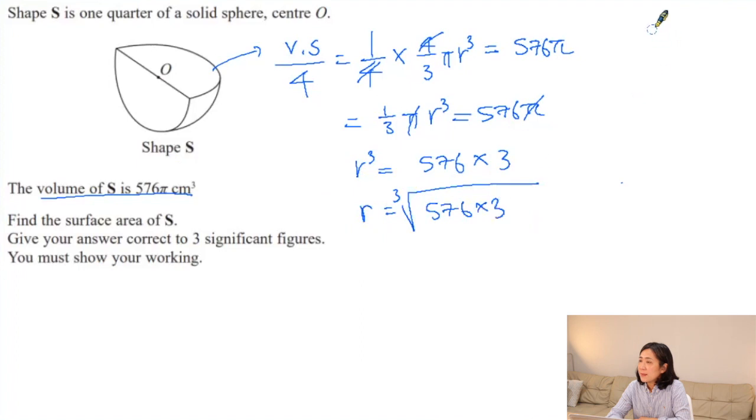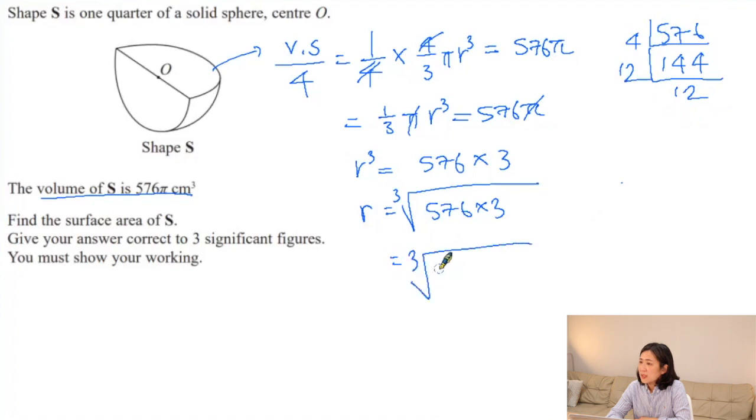Let's factorize these numbers. First of all, I'm going to use a 4. Then you've got 144. Simply, 144 is 12 squared, right? So now what I'm going to do here is 576 is 12 squared times 4 times 3. Then we realize that 3 times 4 is 12 as well, right? So now we can come up with that big number being 12 cubed. So finally we know that R is 12.